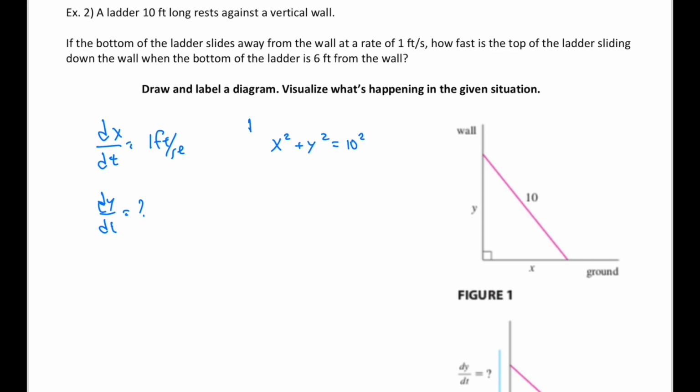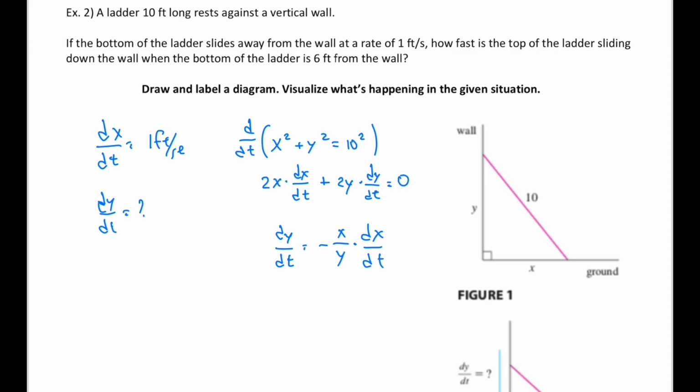I'm going to take the derivative with respect to time. So d/dt. How is the x changing over time? Well, that's going to give us 2x times dx/dt, plus the derivative of y squared with respect to time, which is 2y times dy/dt. And the derivative of 100, or 10 squared, is 0. I see that x and y are both multiplied by 2. I'm going to solve this for our goal, dy/dt. So I've got dy/dt is equal to negative x over y times dx/dt. So the rate of change is proportional to the length of those sides.